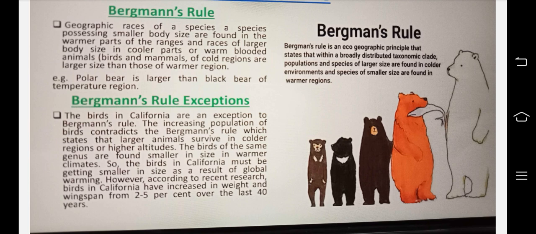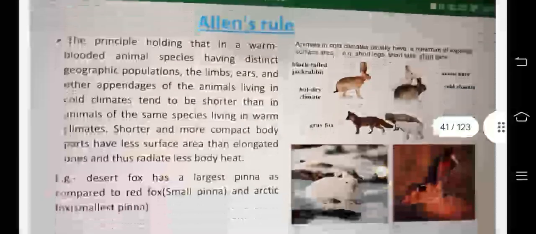So the birds in California must be getting smaller in size as a result of global warming. However, according to recent research, birds in California have increased in height and wingspan from 2 to 5% over the last 40 years. Bergmann's rule is an ecogeographic principle that states that within a broadly distributed taxonomic clade, populations and species of larger size are found in colder environments, and species of smaller size are found in warmer regions.